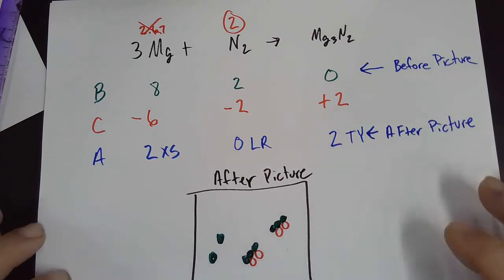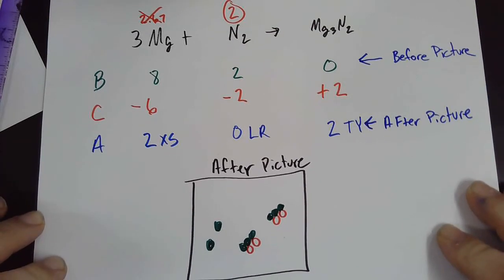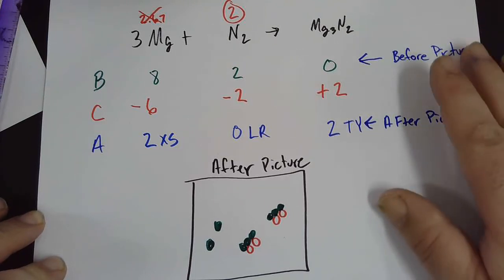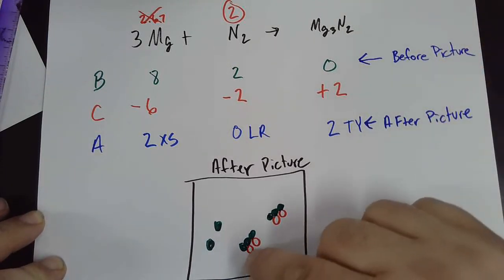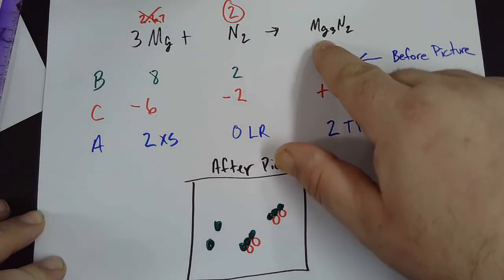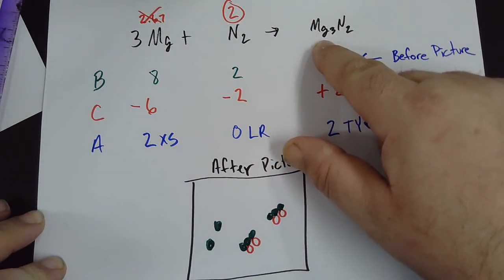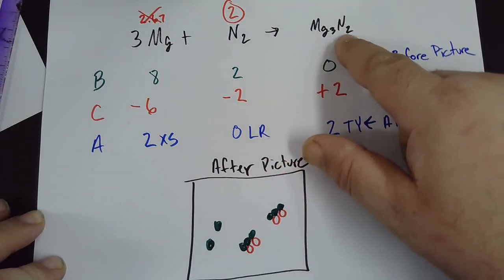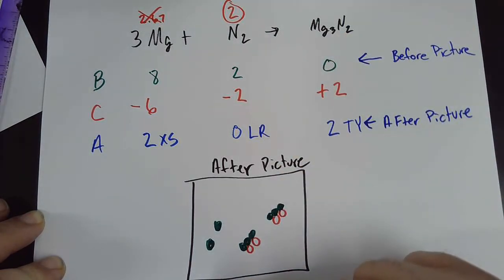Is everybody cool with that? Because this is a molecule. The molecule's formula is Mg3N2. So I need to have 3 magnesiums and 2 nitrogens to make up 1 molecule of that substance.